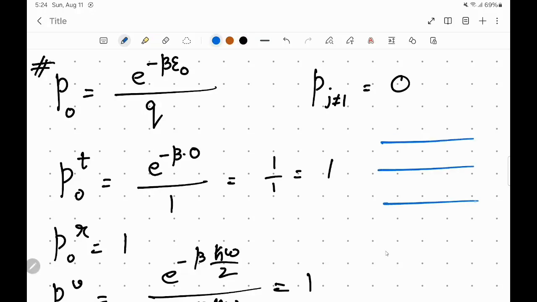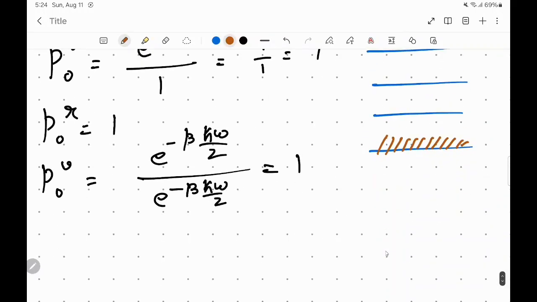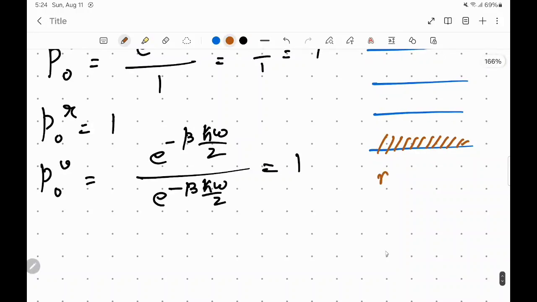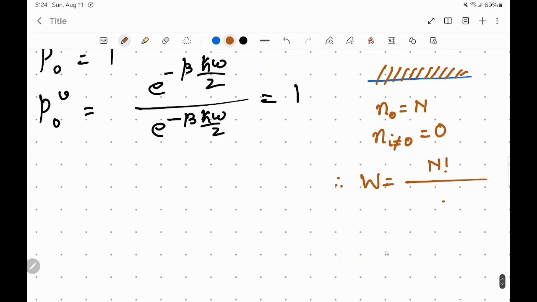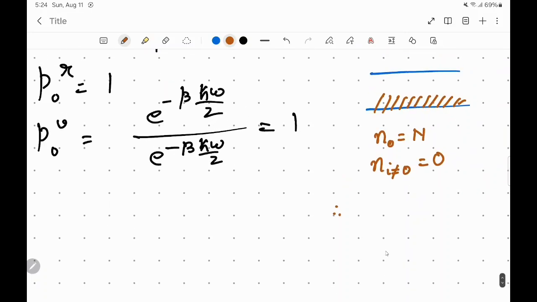So what will be the arrangement? Only this state is populated, right? So how many arrangements will be there? Only one. Means n0 equals n, and other ni, where i not equal to 0, are 0. So W will be n factorial divided by n factorial. If you write it, only one arrangement is there. You don't even need formulas. You can see only the ground state is populated, so W should be 1. So only one arrangement is there.